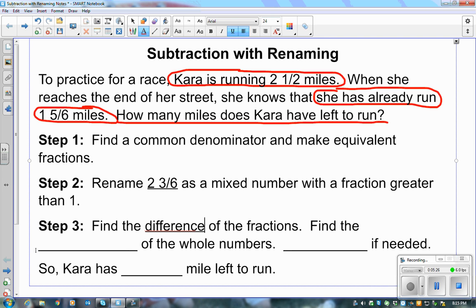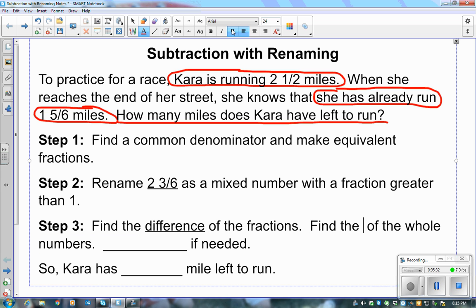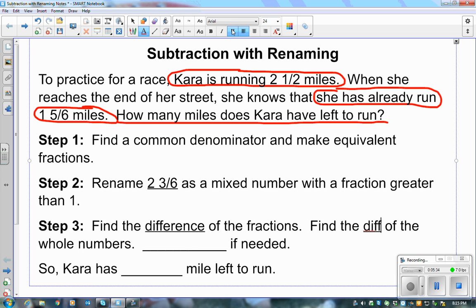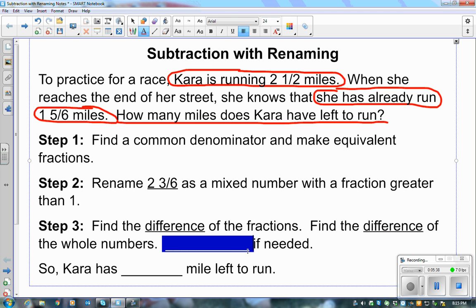And then we're also going to find the difference of the whole numbers, which we did when we subtracted 1 minus 1, and we had 0. And then the last step is we want to simplify if needed. Always, always simplify your answers if you can.